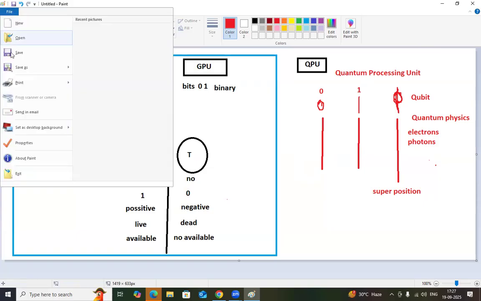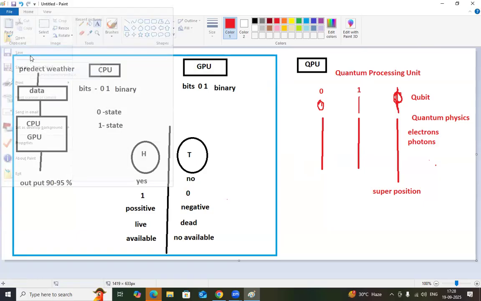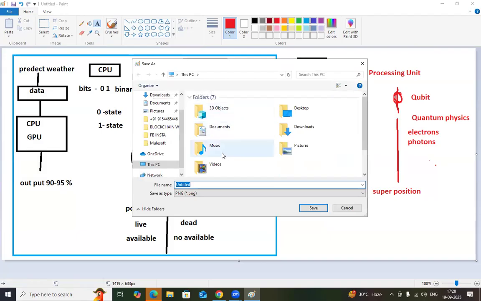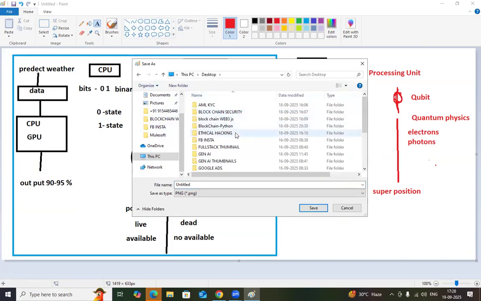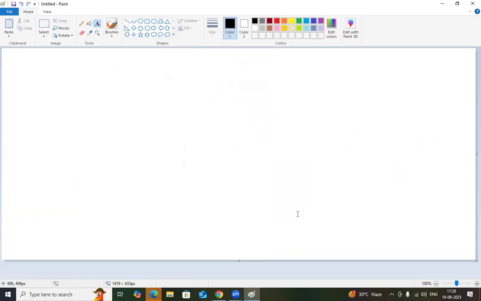Okay, I will save this architecture. I will save this diagram. Come to the desktop. On top of the desktop, I'm saving this as screenshot 1. I'll take one more picture for this. In this picture, I will explain.